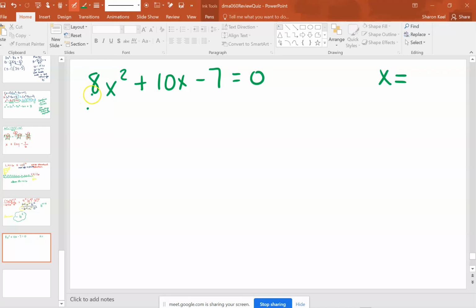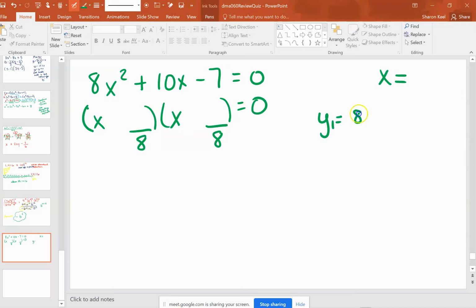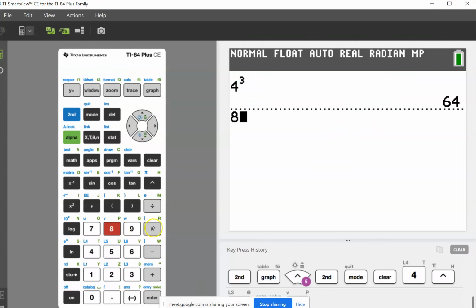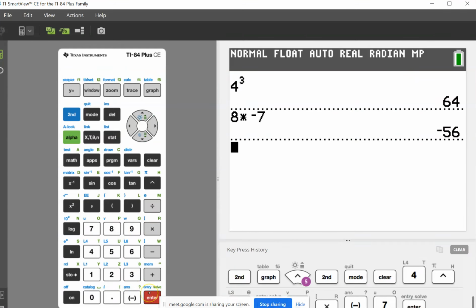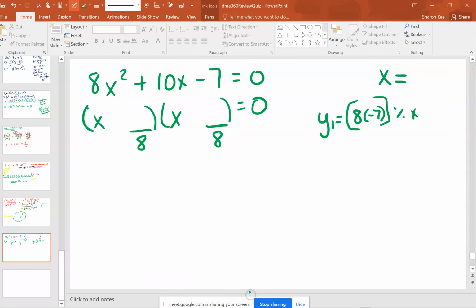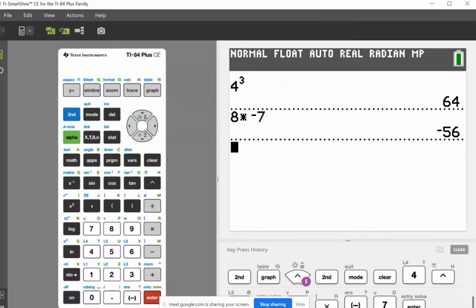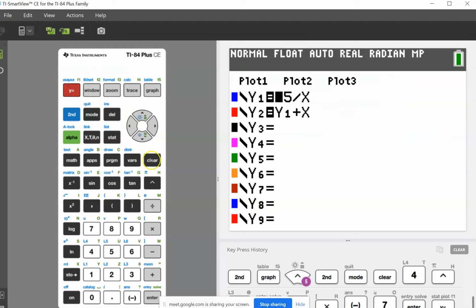So that means it's in the right order, and we're going to have to factor this trinomial. They're both going to start with an x, and we're going to have to remember to divide by 8. And on y1, we're going to do 8 times negative 7, that answer, divided by x. So 8 times your negative 7 is going to give you a negative 56. So you're going to do negative 56 divided by x, and we're going to be looking for a positive 10 in the 3rd column. So here, let's clear.